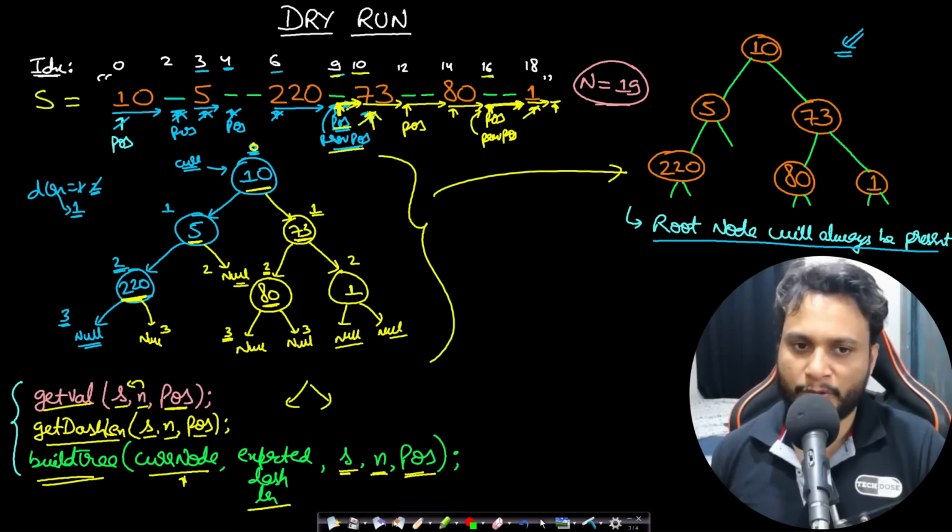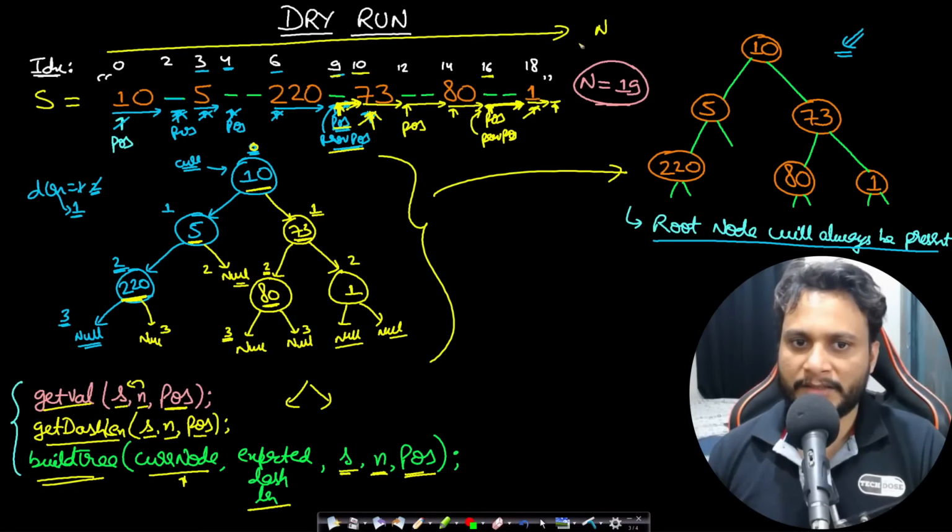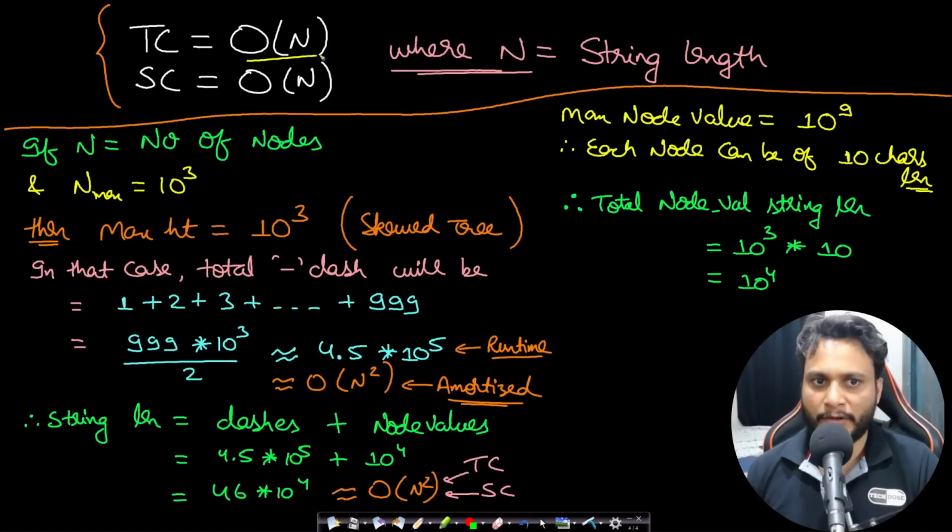Let's now analyze the time complexity. In this case, we are just going through the entire string exactly one time. So if n is the string length, then the time complexity will be order of n, and the space complexity will also be order of n, right? Order of n and order of n. This is when you assume n as the string length. But if you are assuming n to be the number of nodes, then the story will be different.